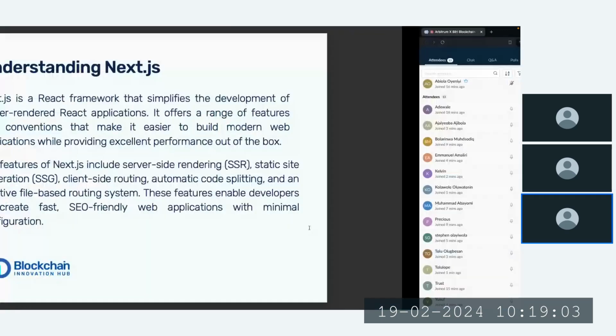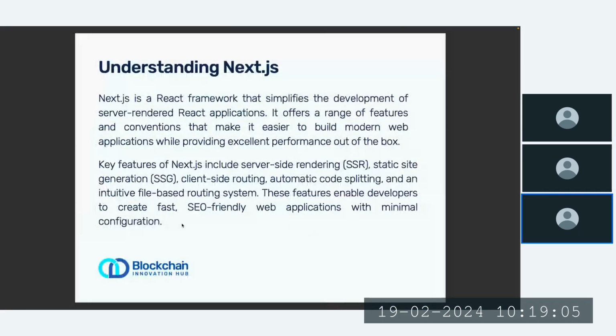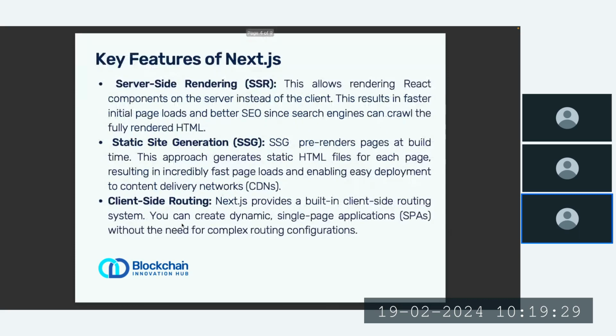So what are the key features of Next.js? It includes server-side rendering, static site generation, client-side routing, automatic code splitting, and an intuitive file-based routing system. All these features enable developers to create fast, SEO-friendly web applications with minimal configuration. Now, we'll be looking at the key features of Next.js. We will understand the features one by one.